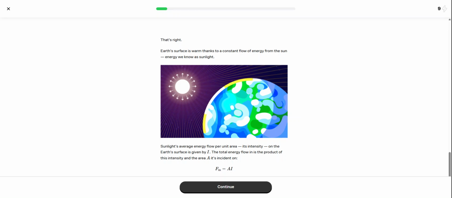Sunlight's average energy flow per unit area, its intensity on the Earth's surface, is given by I. The total energy flow in is the product of this intensity and the area A it's incident on. This formula: F in equals A times I. So total energy flow equals area A times surface intensity I. Basic as that. Continue to the next.